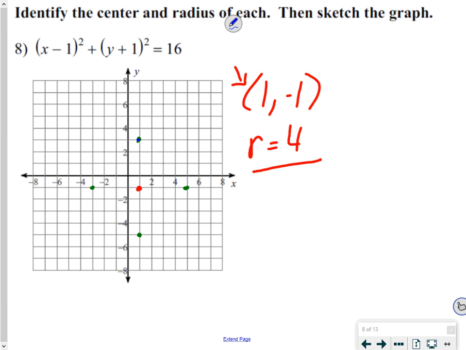Like I said before, right here at these points, it's just going to seem like it doesn't change as much.